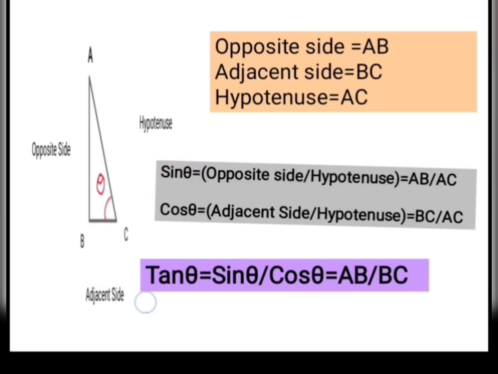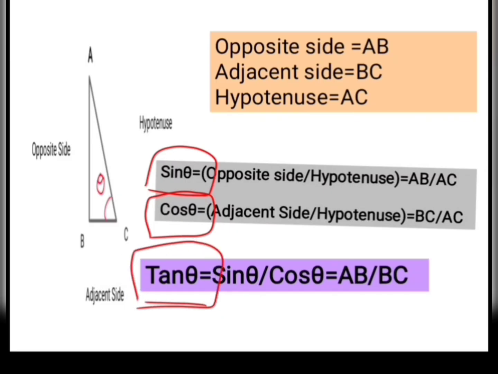Other than these 3 terms used in trigonometric functions, we also use cosec theta, secant theta and cot theta. Cosec theta is the inverse of sin theta. Secant theta is the inverse of cos theta. Cot theta is the inverse of tan theta. That means cosec theta equals 1 by sin theta. Secant theta is equal to 1 by cos theta. Cot theta will be equal to 1 by tan theta.